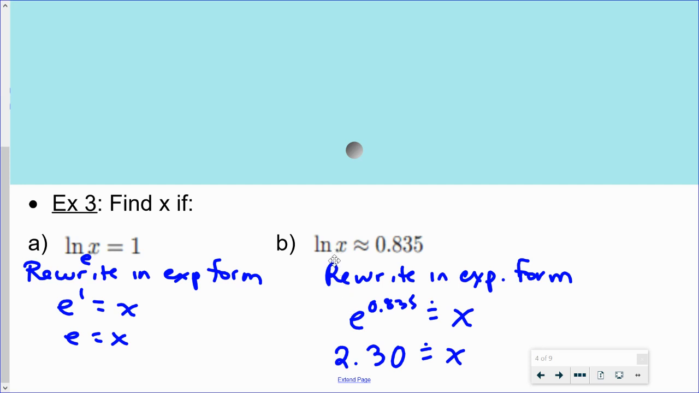Over here, again, we can rewrite in exponential form. We can say that e to the 0.835 equals x, and we can plug that into our calculator and get an approximate value.